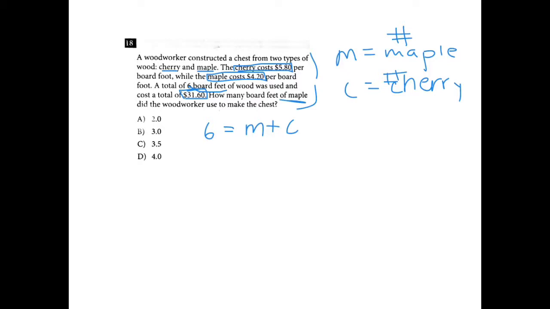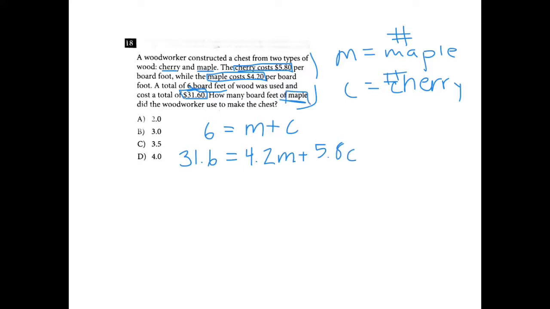And then we know the total cost was 31.6, and that equals, you have the maple cost $4.20 per board, so you have 4.2 times m, plus, and then you have the cherry, which costs $5.80 per board, so we can just say 5.8 c.